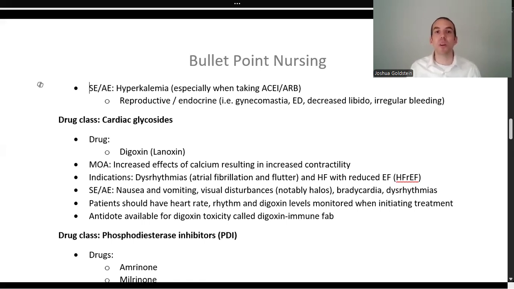So the digoxin works by increasing the effects of calcium, resulting in increased contractility. This is going to improve the contraction of the heart. So remember we said at the very beginning, cardiac output is what we're gauging when we're talking about heart failure, that and ejection fraction. But for right now, cardiac output, and we said cardiac output was heart rate and stroke volume. Stroke volume is how well the heart squeezes, how good of a job it does in contracting. Cardiac glycosides like digoxin improve the contractility.